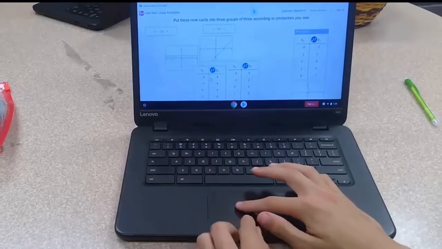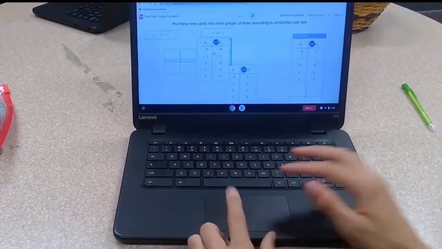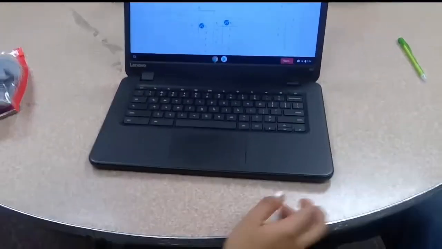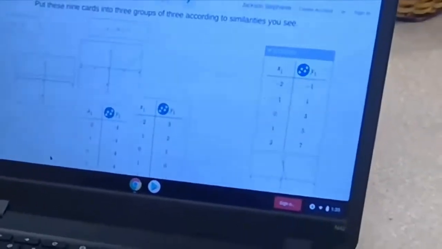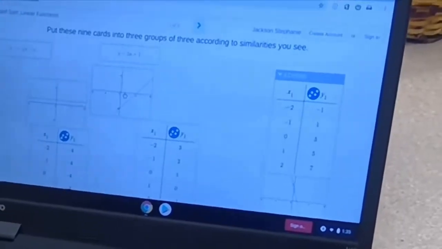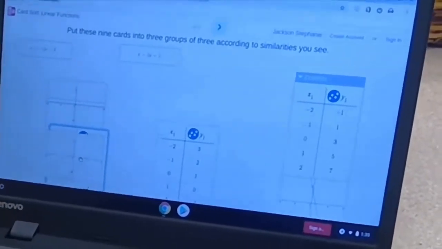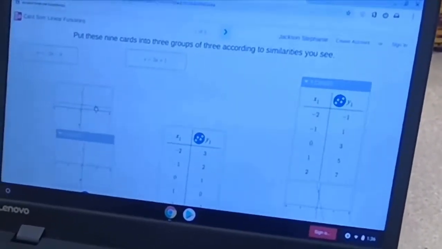The Desmos activity Card Sort: Linear Functions incorporates a research-based strategy of classifying based on similarities and differences, enhancing students' understanding of linear functions and the ability to use the knowledge to compare functions represented in different forms.